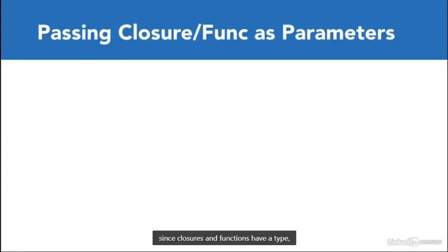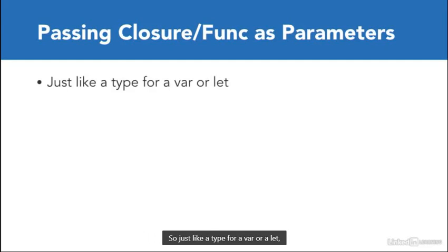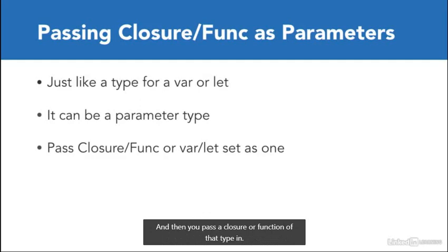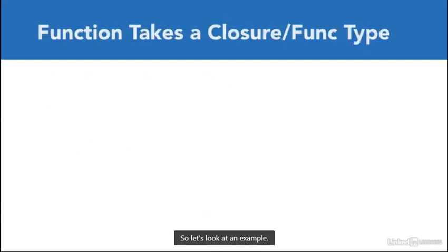As I mentioned in the last video, since closures and functions have a type, you can make a parameter of that type and pass the closure or function in. So just like a type for a var or a let, you can use a type in your parameter list for a function, and then you pass a closure or function of that type in. So let's look at an example.